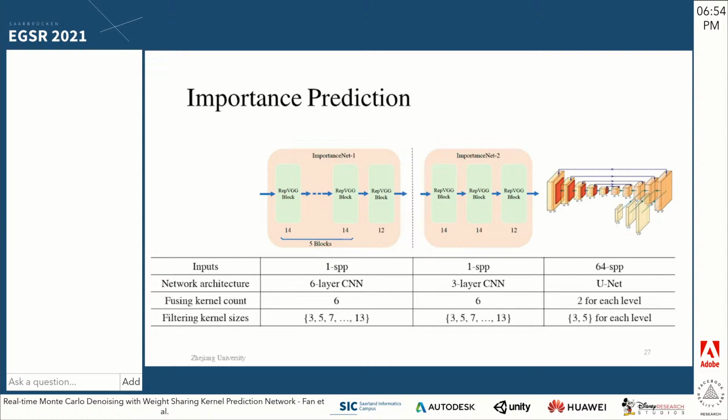For 64 SPP inputs, we utilize a hierarchical kernel prediction architecture with 3 resolution levels. We predict 2 importance maps for each resolution level to construct filtering kernels with sizes 3 and 5.